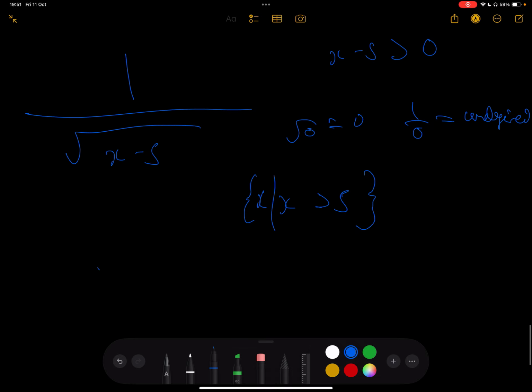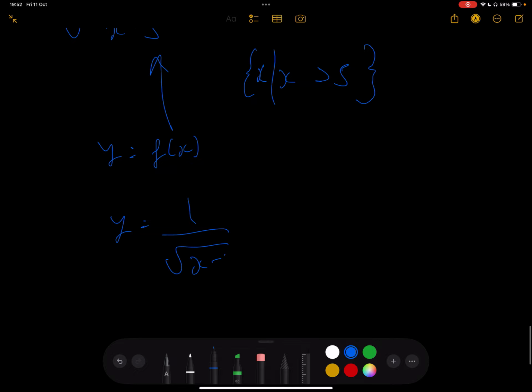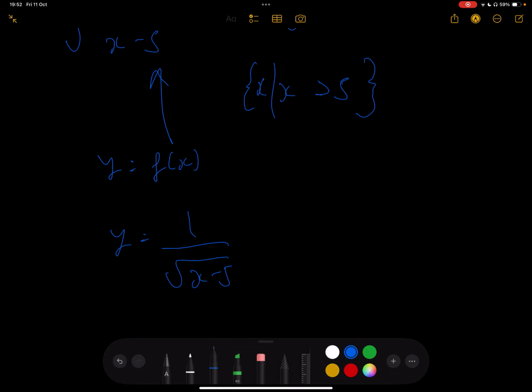Now, y equals f of x. F of x is that. So y is equal to 1 over square root of x minus 5. Now, what does this mean? This means that y has to always be positive and can never be 0. But why is it always positive? Well, the square root of any number is positive.